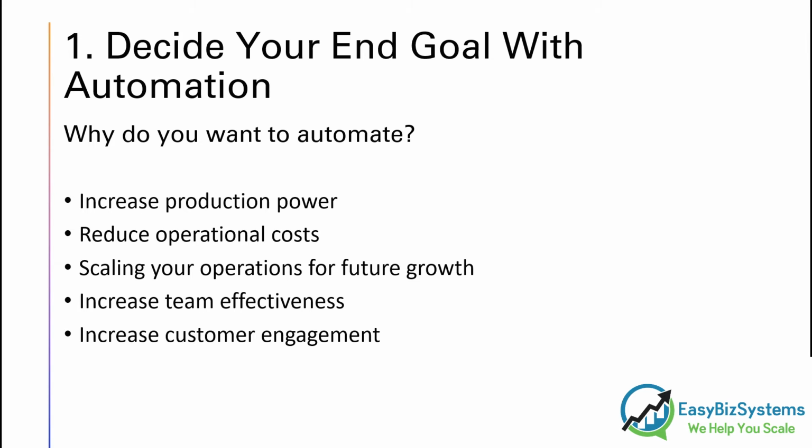Decide your end goal with automation. Why do you want to automate? There are various reasons. You want to increase production power, reduce operational costs, or scale your operations in anticipation of future growth. You can increase team effectiveness and customer engagement. The thing is, you really need to understand why you want to automate. People think automation is all the same. It's not. Every automation is different, and you really need to understand why you want to automate, because it doesn't matter if you use a different formula, you're going to end up failing with it. So you have to make sure why you want to automate. That's the number 1 thing.